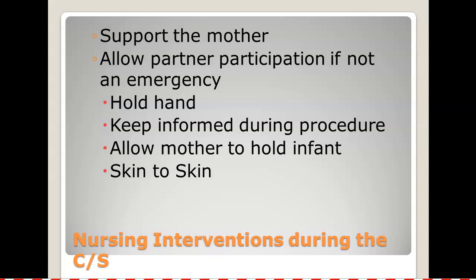So nursing interventions during a cesarean section is always to support the mother, allow the partner to participate if they can. If it were an emergency cesarean section, especially one requiring general anesthetic, the partner is not allowed to come back. But if they are, they can hold her hand. We can keep her informed during the procedure. We can allow the mother to hold the infant right away, skin to skin if possible.